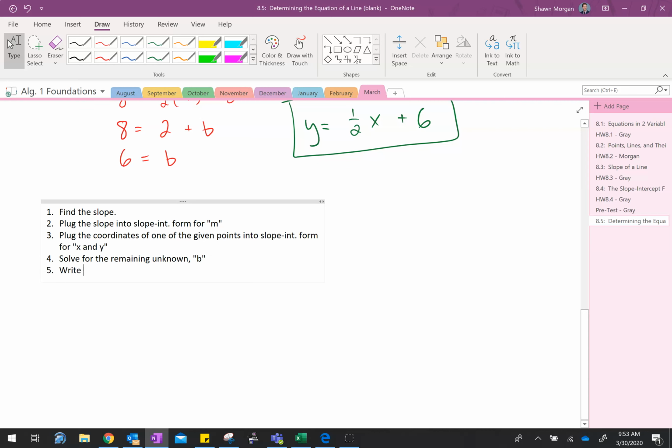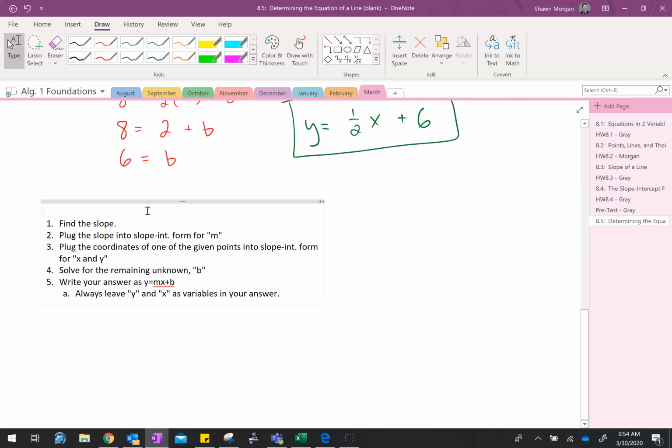Then write your answer as y equals mx plus b. Now you know the m and you know the b. Always leave y and x as variables in your answer. All right, and that would be how to find the equation of a line when given 2 points.